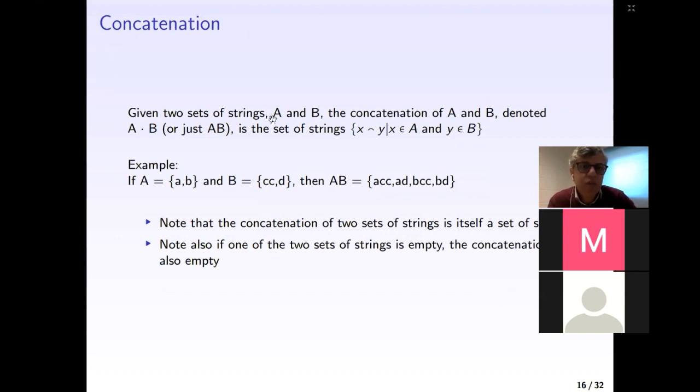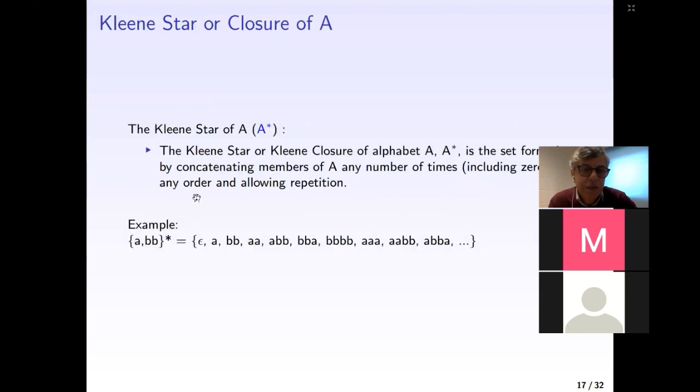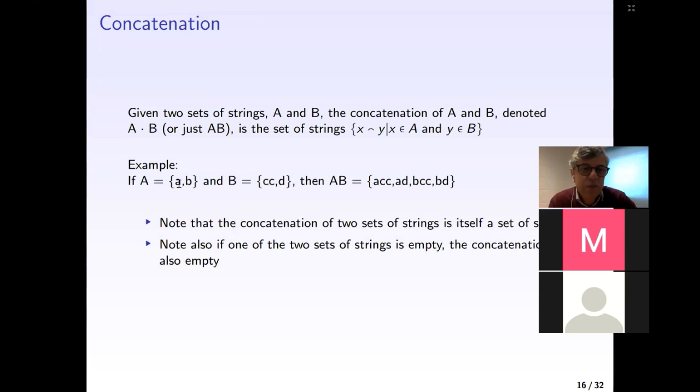Okay, so given two sets of strings A and B, the concatenation of A and B, denoted by AB, is the set of xy where x belongs to A and y belongs to B. Example, we have this set A and this set B, so what is AB? Could be ac, could be ad, could be bc, could be bd, different things we can generate. That means we can generate a new set of strings from two different sets. Note that the concatenation of two sets of strings is itself a set of strings.